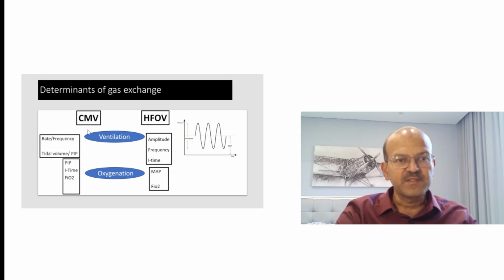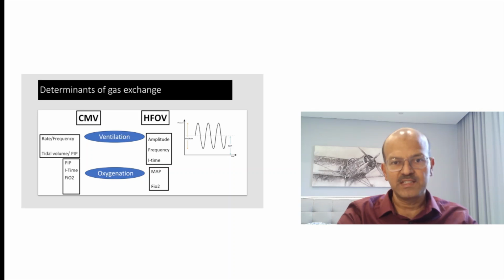What are the determinants of gas exchange? In conventional ventilation, we have the rate, frequency, and the tidal volume or the PIP affecting ventilation, and the peak inspiratory pressure, I time, and FiO2 affecting the oxygenation. While in high frequency, the oxygenation is affected mainly by the MAP and the FiO2, while ventilation is affected by amplitude, frequency, and I time. So these are the rough indicators, but when we come to volume guarantee, the pattern doesn't exactly correlate.